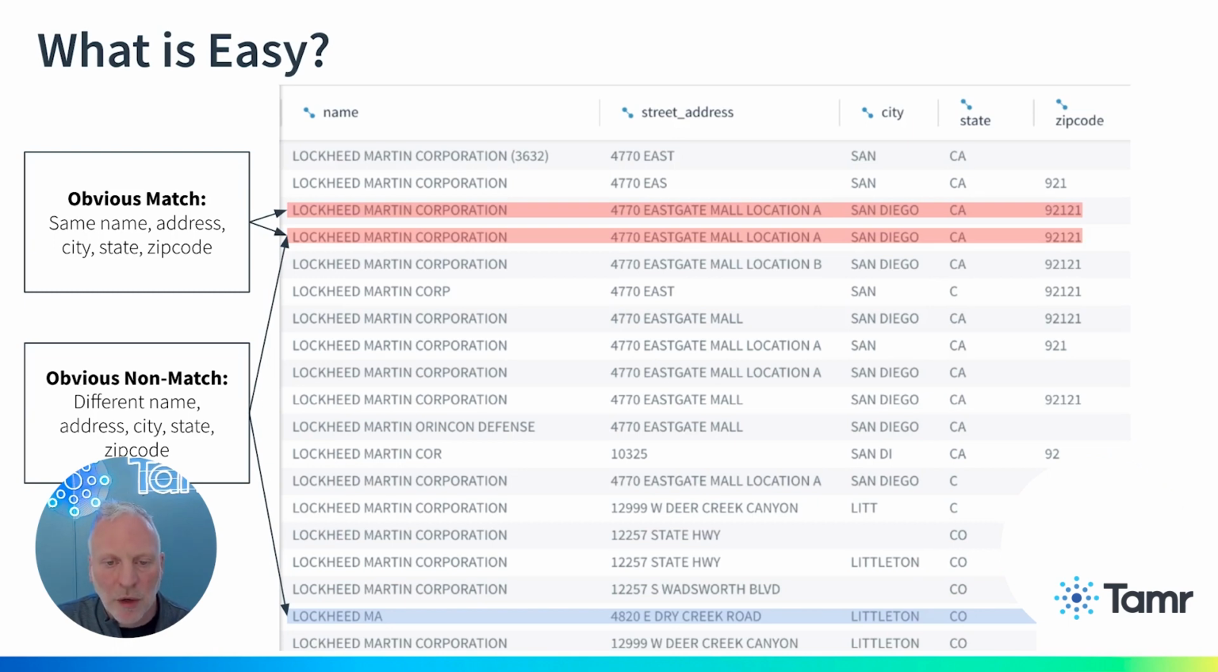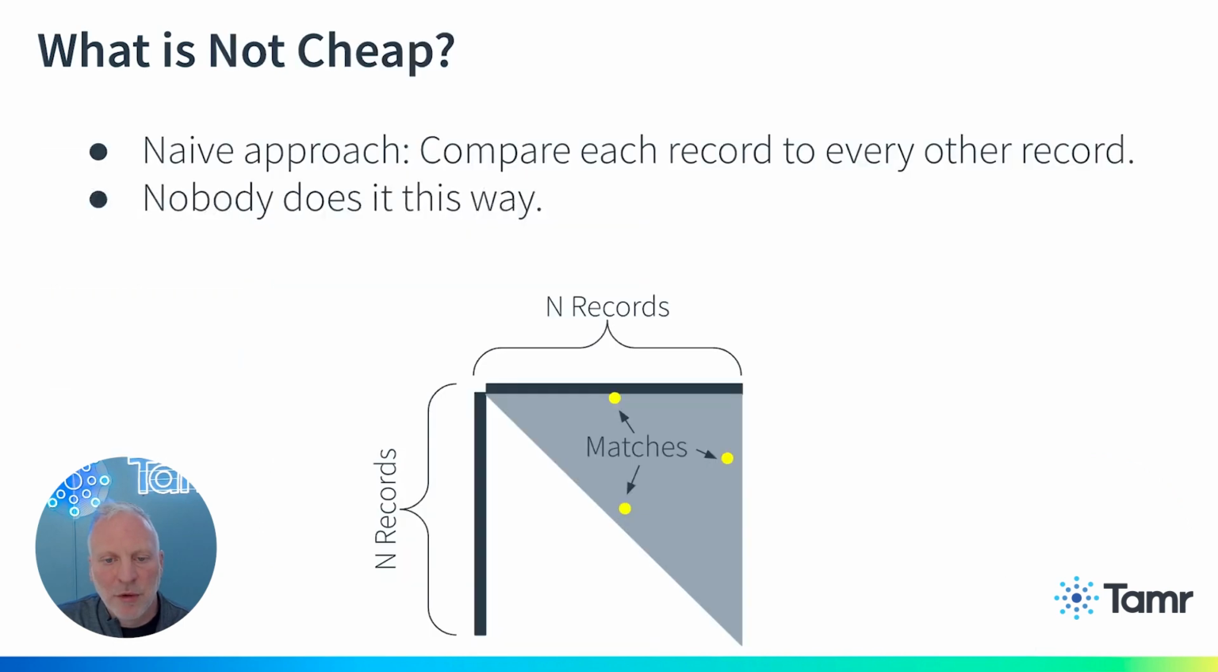Our goal is to also make it cheap for a computer to decide. Which begs the question, what is cheap? We'll start with an understanding of what is not cheap. The naive approach to entity resolution is to compare every record to every other record. For our 500 million record example, that's 250 quadrillion comparisons. It also involves petabytes of intermediate data. Nobody does it this way.